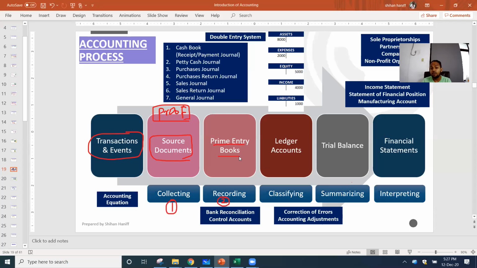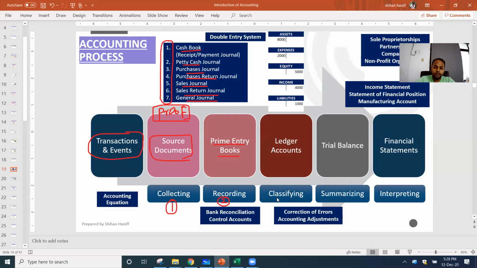What are these initial set of books? There are 7 prime entry books. You need to learn these 7 books: cash book, especially the receipt and payment journal, petty cash journal, purchases journal, purchases return journal, sales journal, sales return journal, and the general journal. You need to know the 7 important prime entry books. That's your second step.